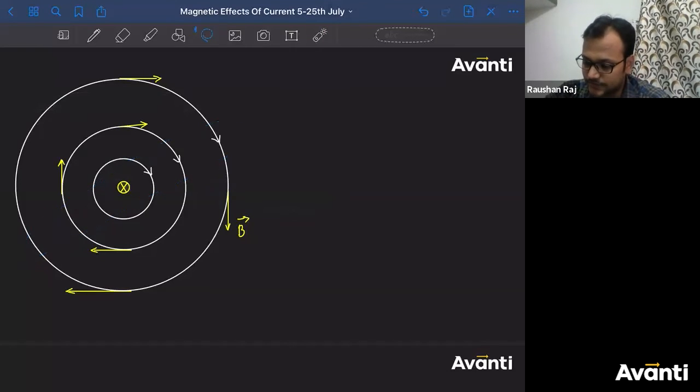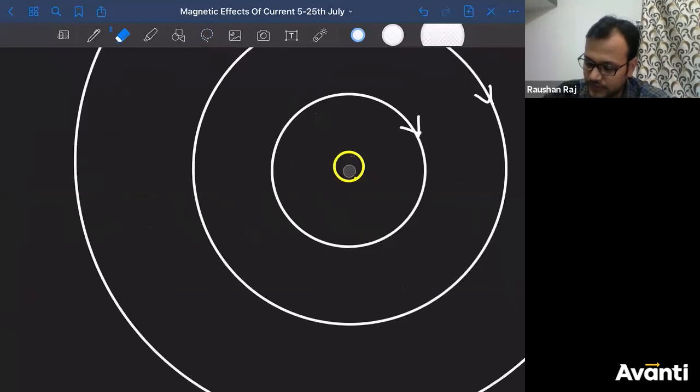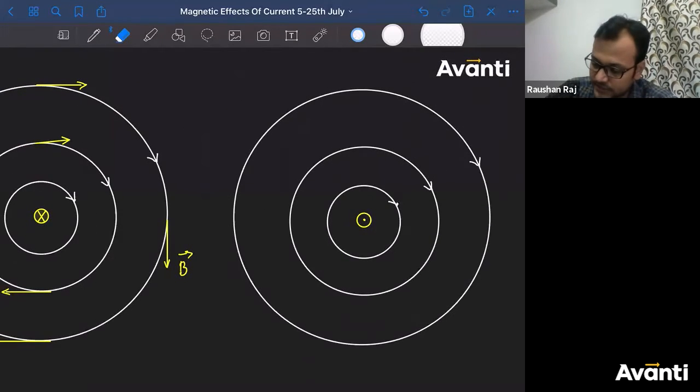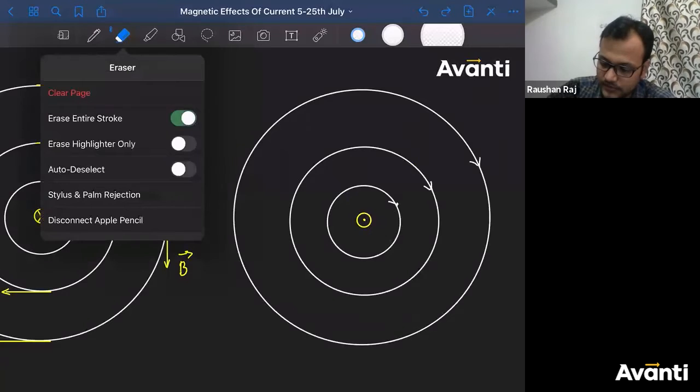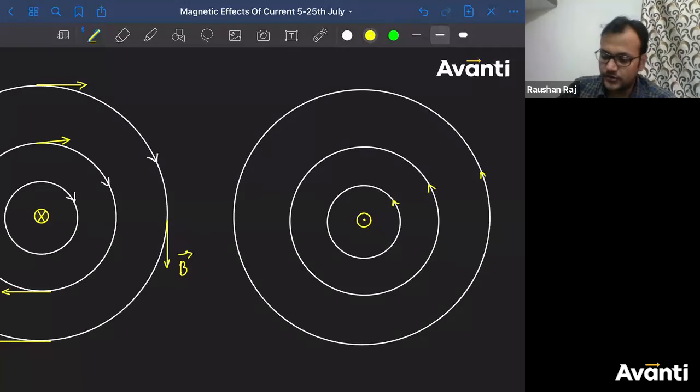If this is the same diagram, if everything is the same, the only difference is, let's say, the direction of current is out of the plane. If the direction of current is out of the plane, then what will change? Then this direction will change, and now this will be anti-clockwise. So at each and every point, if you want to draw the direction of magnetic field line, it will look like this. So draw the tangent here, draw the tangent here.